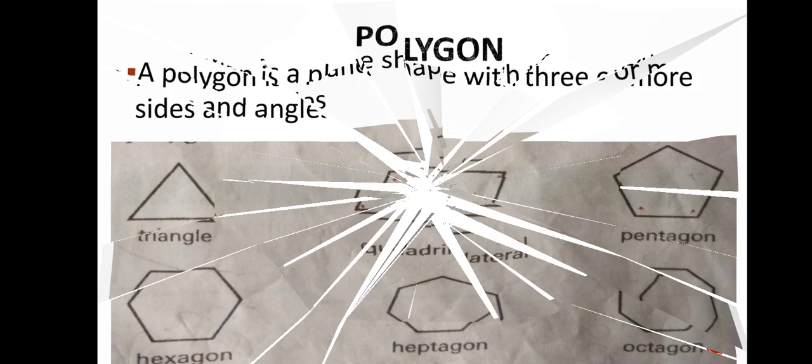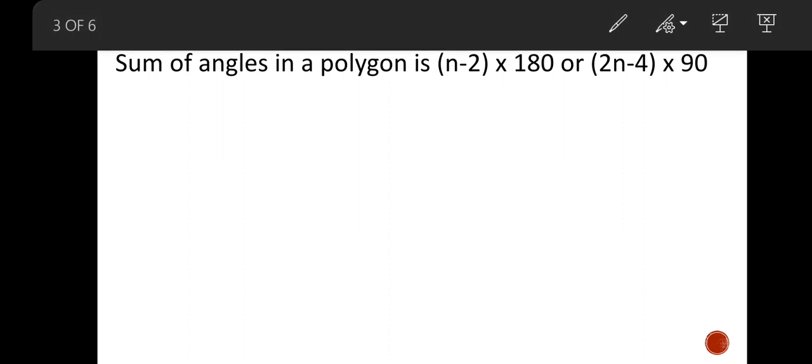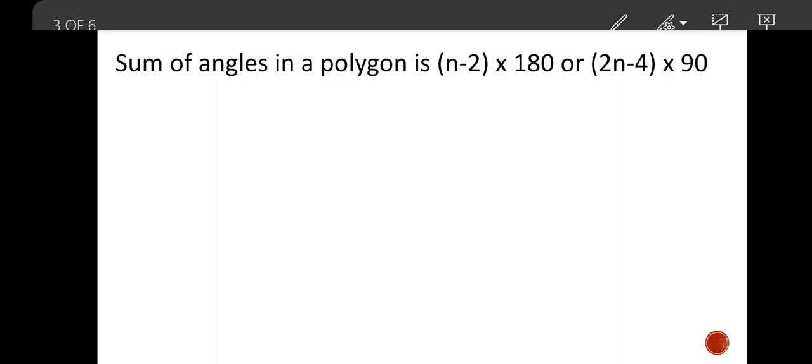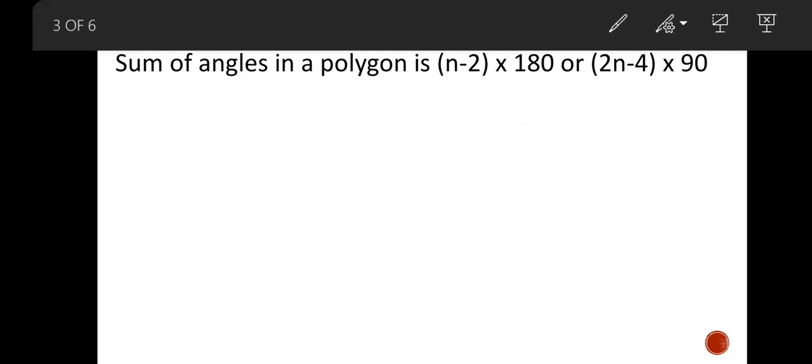So now let's proceed. This is the formula for finding the sum of angles in a polygon, which is n minus 2 times 180, or 2n minus 4 times 90. The 90 and the 180 are both in degrees. So now let's prove that this formula is correct.